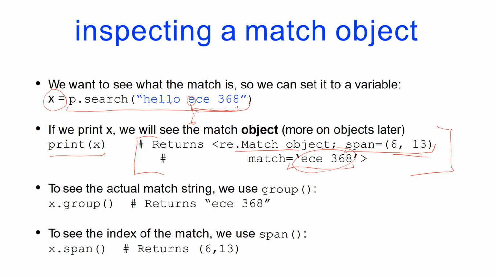If you do not care about the span indices and only care about the actual matched string, you can use x.group(). It will return the matched string. And you can also call x.span(). This will return your 6 and 13. So basically it returns all the partial results inside this X.